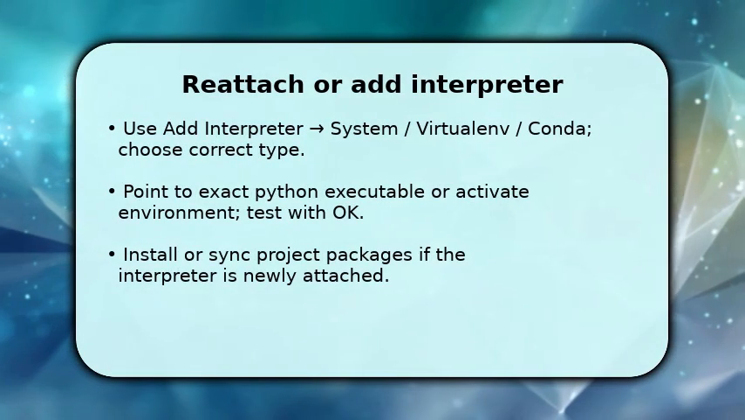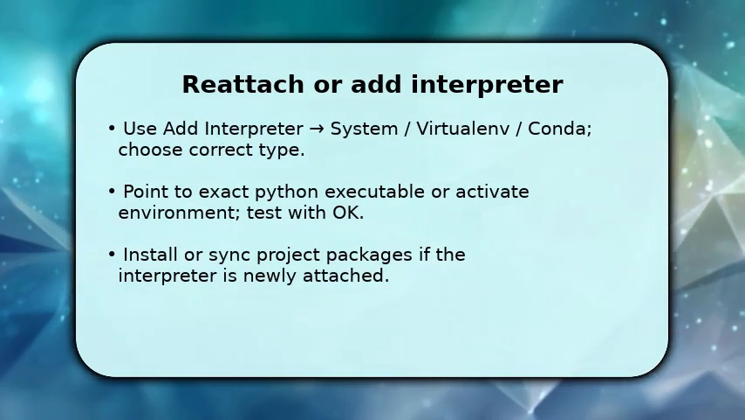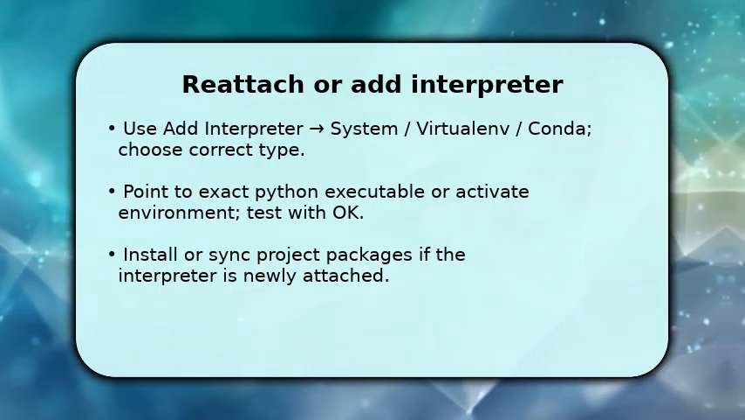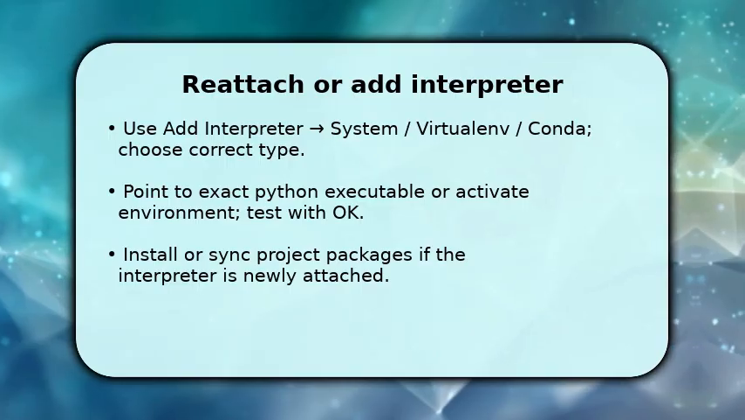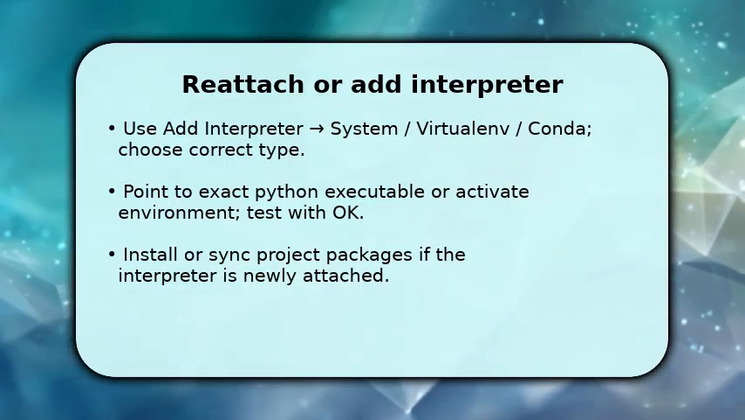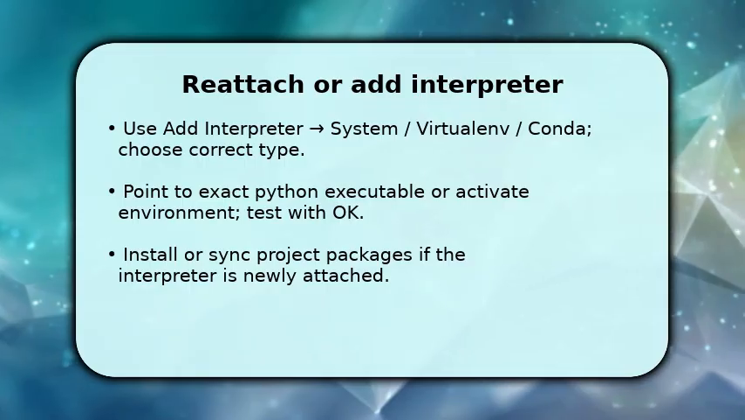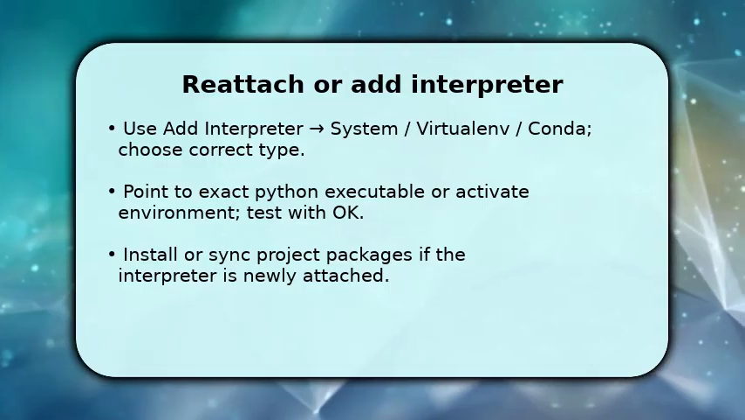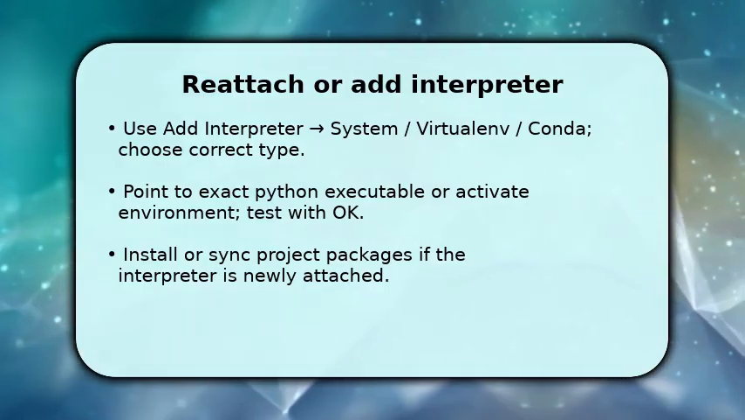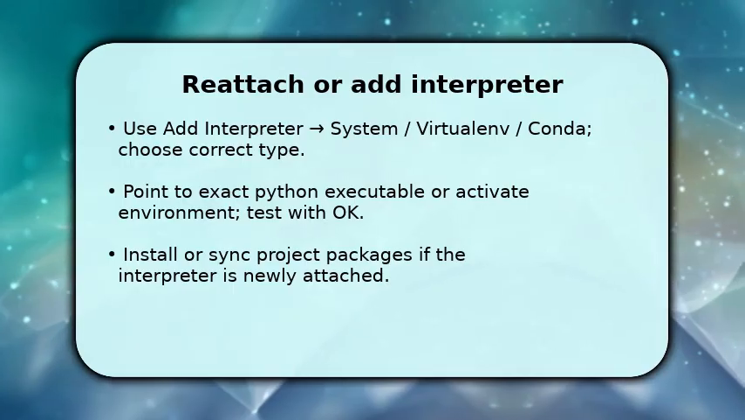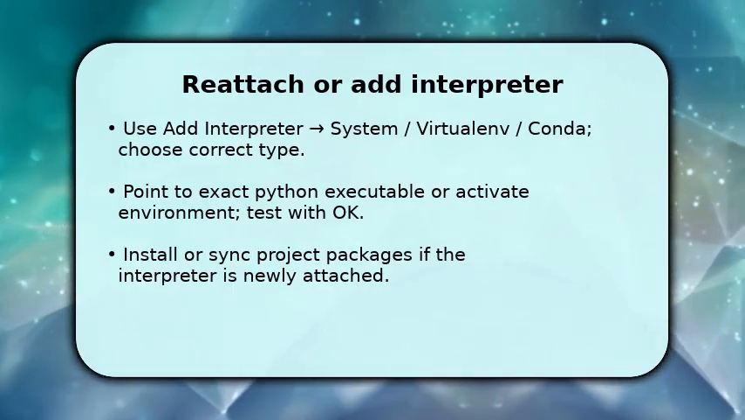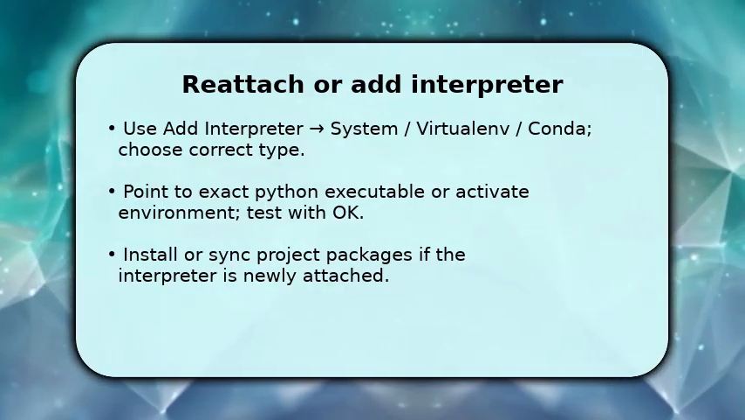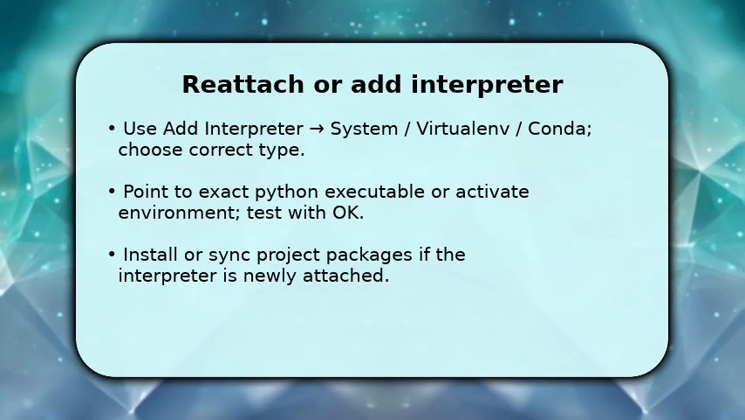Now you reattach or add the correct interpreter. Choose Add Interpreter and select System, virtualenv, or conda depending on your setup. Point PyCharm to the exact Python executable or to the environment folder. Click OK and let PyCharm index. This is important because indexing resolves built-ins and autocomplete. Once done, make sure your project SDK matches the interpreter, and, if necessary, reinstall missing packages so imports resolve. That step ensures run configurations won't fail.